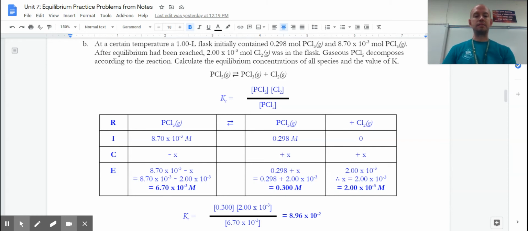The amount minus X is how much we have at equilibrium. The amount plus X is how much we have at equilibrium. 0 plus X is how much we have at equilibrium. And because it tells us the amount of chlorine, we can figure out that if I had 0 plus X and that's how much I have, then X has to be equal to 0.002 moles per liter. So then we plug that in for the X. We do 0.0087 minus the 2 to the negative third, the 0.298 plus 2 to the negative third. And then after we've done that, we have our final equilibrium values.